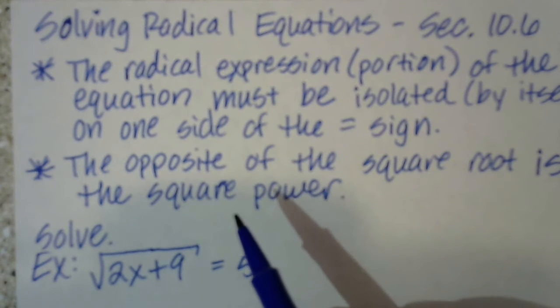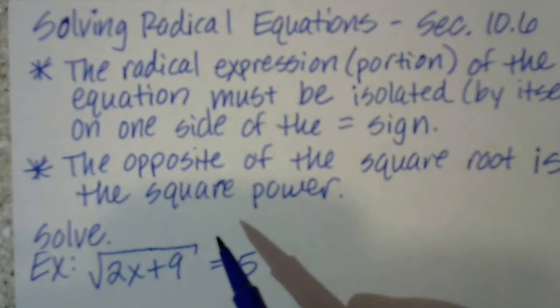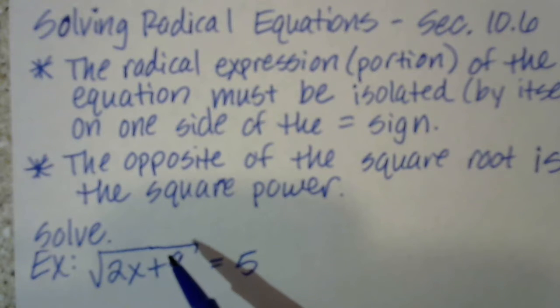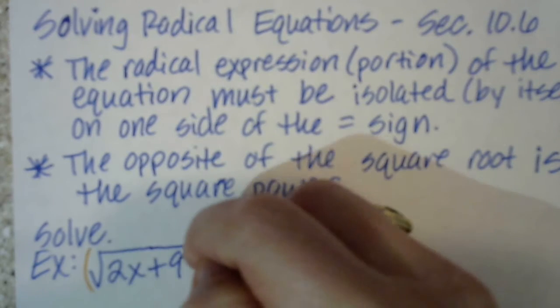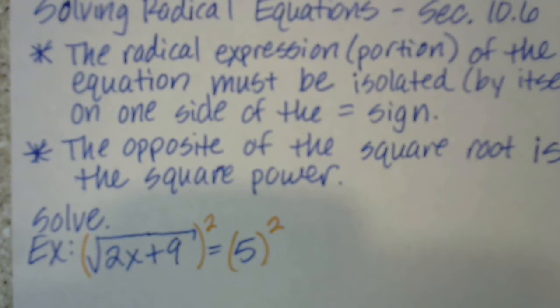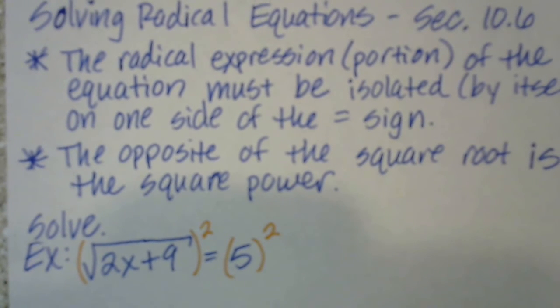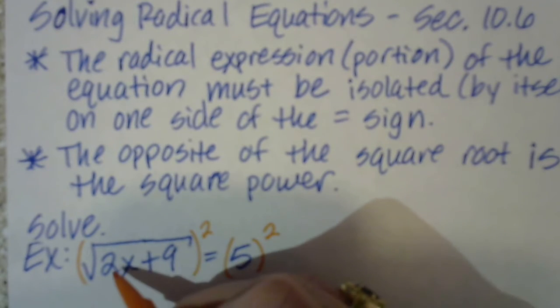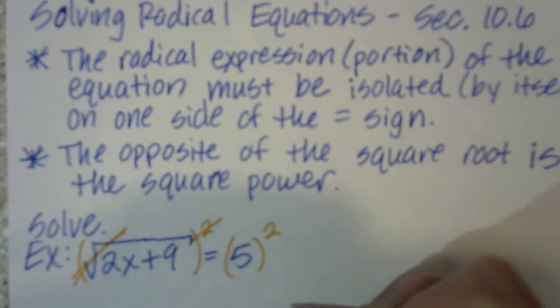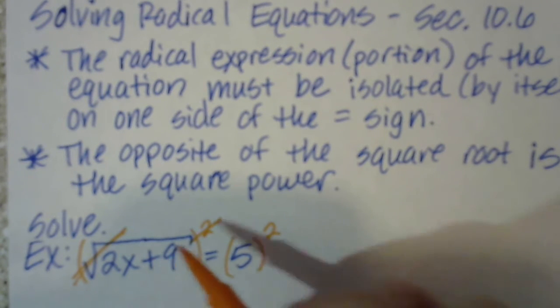The second thing you need to remember is that when we solve equations, we use opposites. So therefore, we need to know the opposite of the square root. The opposite of the square root is the square power. So once you have the radical expression isolated on one side, like we do here, you can immediately square both sides of your equation. Remember, what you do to one side of an equation, you have to do to the other. So when I square this side, the reason I do that is to cancel this radical portion, those two things are opposites.